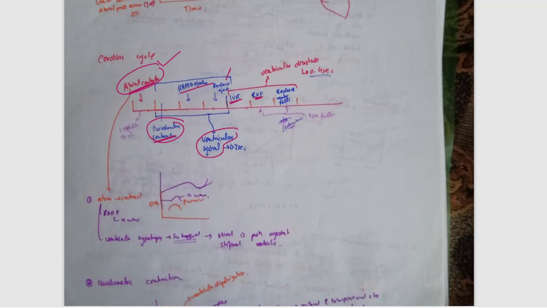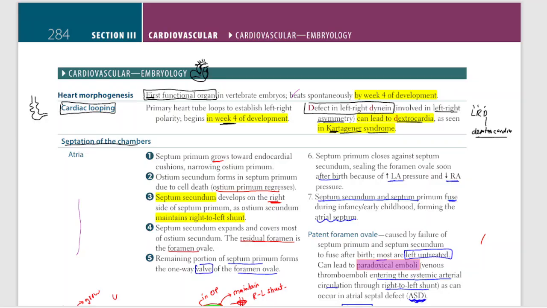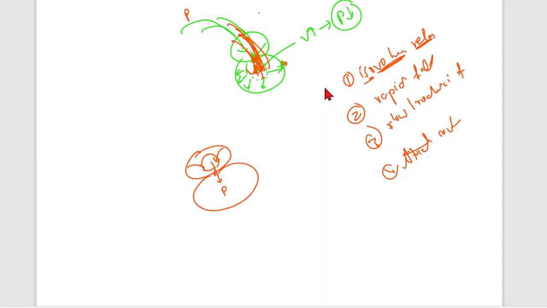You have to remember this: isovolumetric relaxation, rapid ventricular filling and reduced filling are actually ventricular diastole. These three phases are ventricular diastole.